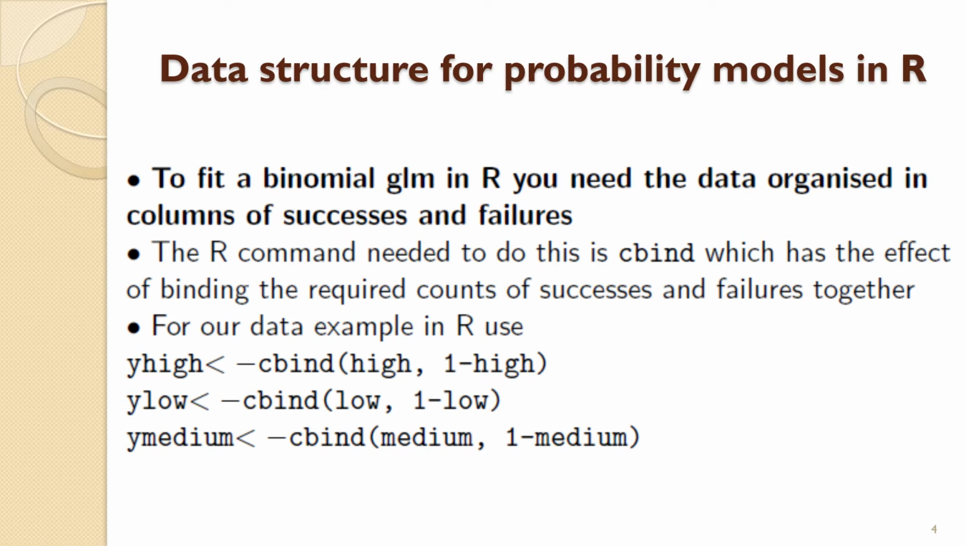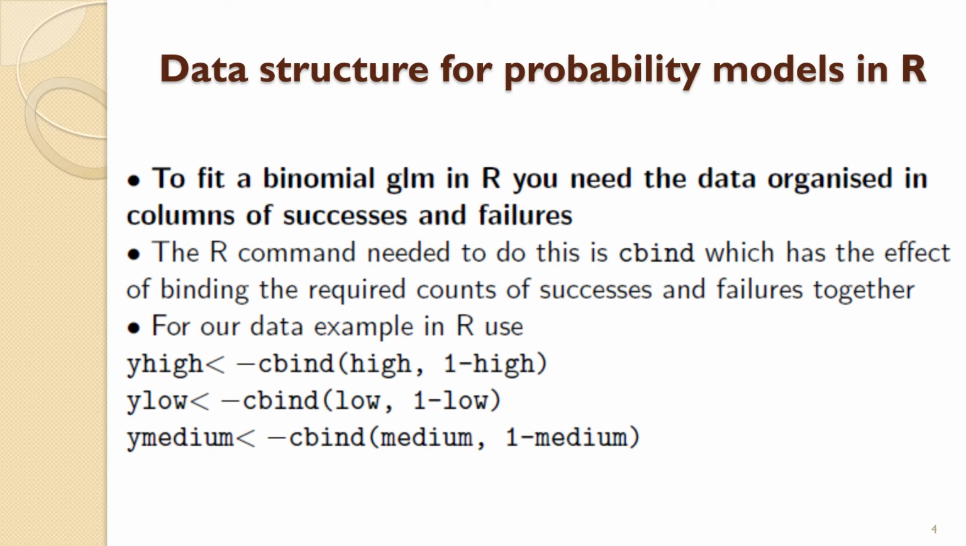So the R coding is deliberately named, and the R command you need to do this is cbind, which just means literally binding the columns together. So this has the effect of binding the required counts of successes and failures together. So for our big data example in R, you have 3 separate ways of doing this, where you're clubbing together the values for the high scores from the survey, the low scores, and the medium scores.